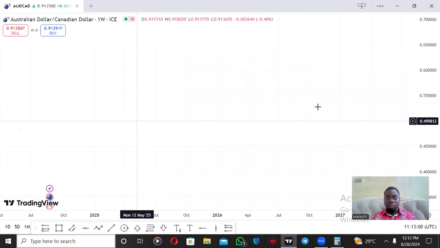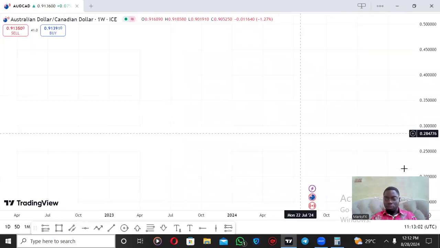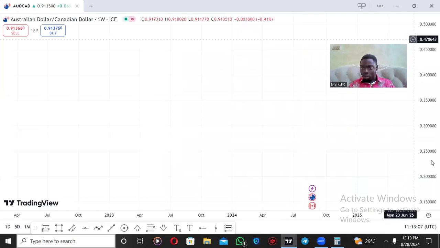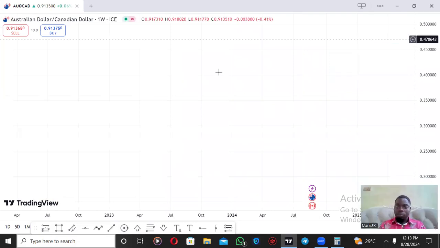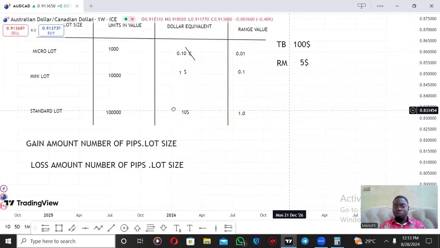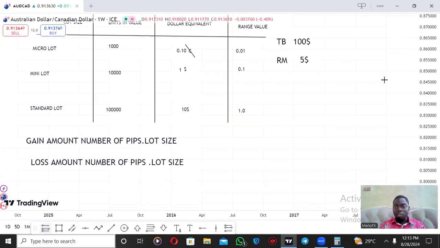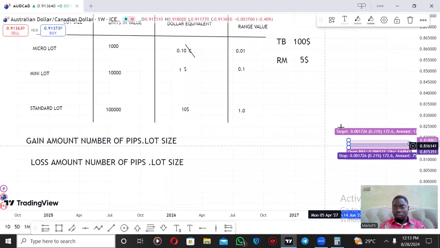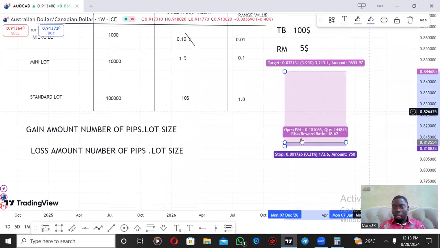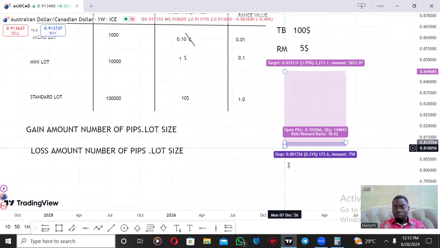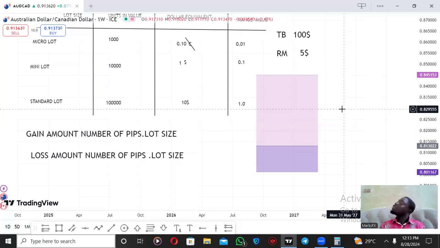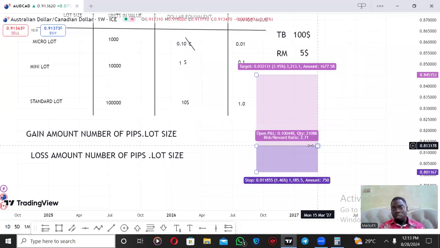Right, this chart. Let me show you. Now, there's no need to even go to the chart. Let's assume you bought. Now, look here. I will use this as an example. Let's assume you bought any pair at all. Okay, you can do this.